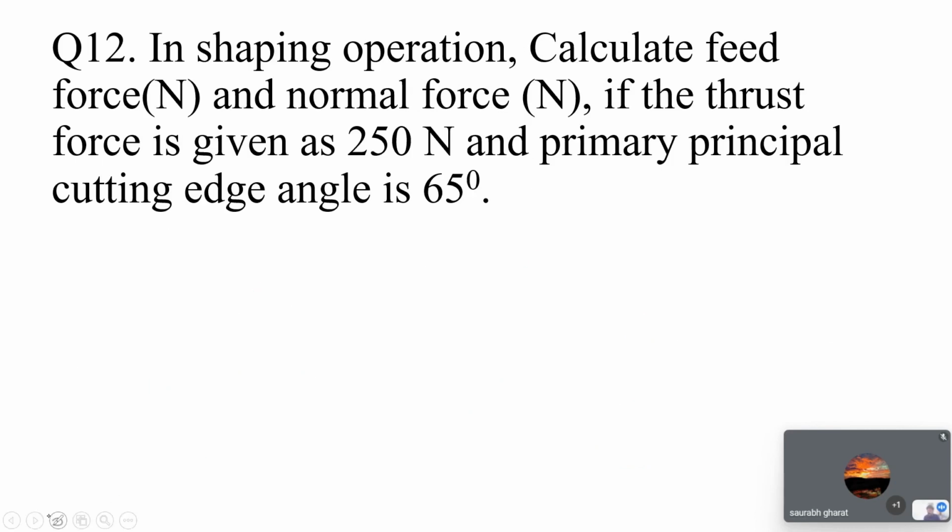Now we are going to the shaping operation. You need to find the thrust force, which is given to you. Calculate the feed force and normal force. Again it is just cos phi. You need to know the formula. F is equal to FT into cos of phi s. No, it's not phi s, it's the side cutting angle. The primary principal cutting angle is phi s, and gamma is gamma s.